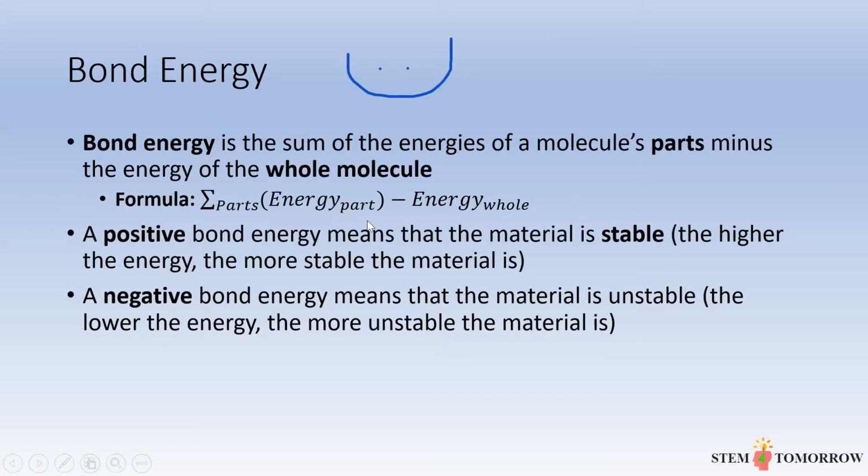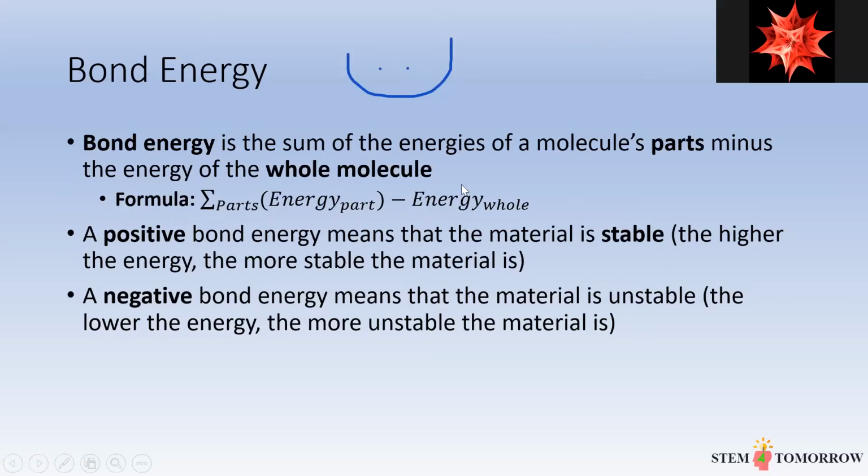So let's talk about bond energy. Whenever two atoms come together, or two molecules, and they form a bigger molecule, it will either release energy or require energy to be inputted. So bond energy is going to be the sum of the energies of all of the parts minus the energy of the whole molecule. If the bond energy is positive, it means that the material is stable. A positive bond energy means that the sum of the energies of the parts is greater than the energy of the whole material.